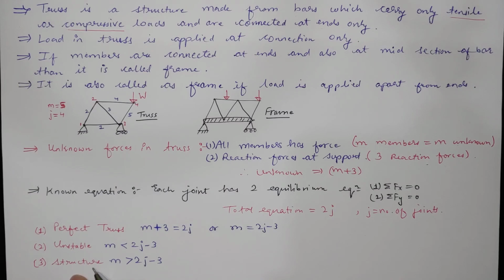In the other case, members will be more than required, members will be greater than 2j minus 3. Here what happens is it cannot move, the frame will be fixed, and it is called a statically indeterminate structure, where we require more equations because we have a greater number of members. So this is how we can define various types of trusses and various types of structures.